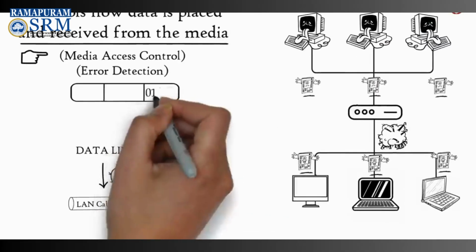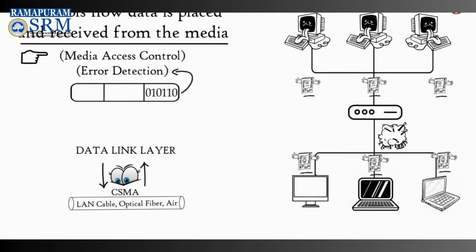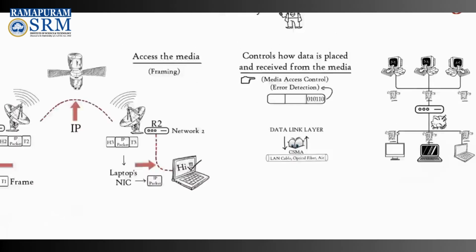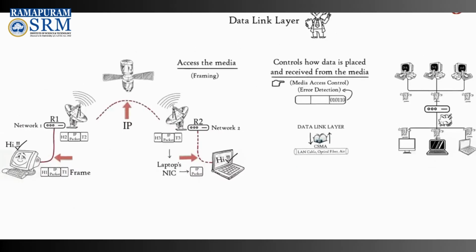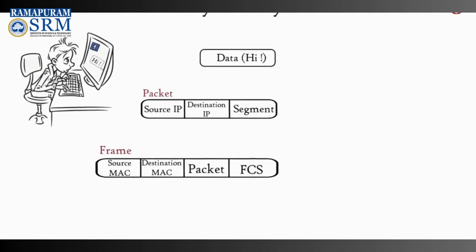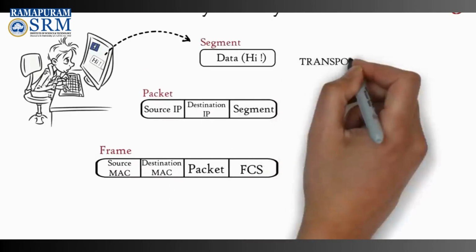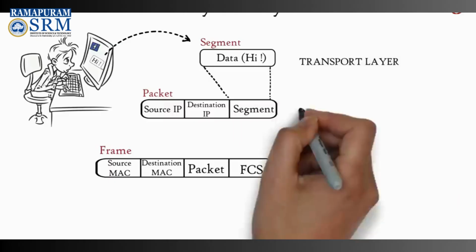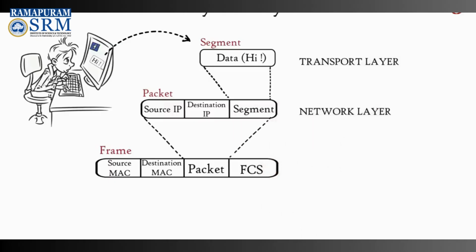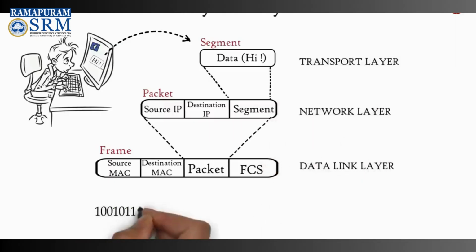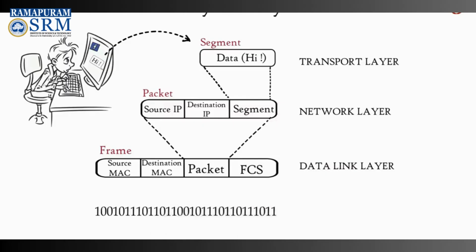Tail of each frame contains bits which are used to detect errors in the received frame. Errors occur due to certain limitations of the media used for transmitting data. The last layer is physical layer. Till now, data from application layer has been segmented by transport layer, placed into packets by network layer, and framed by data link layer, which is a sequence of binary zeros and ones.